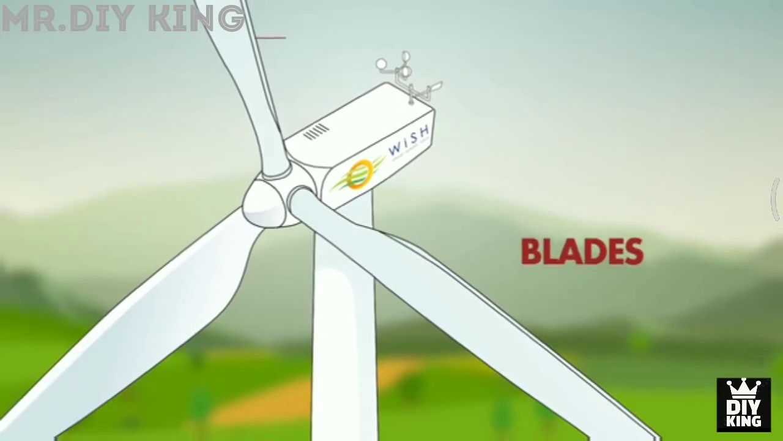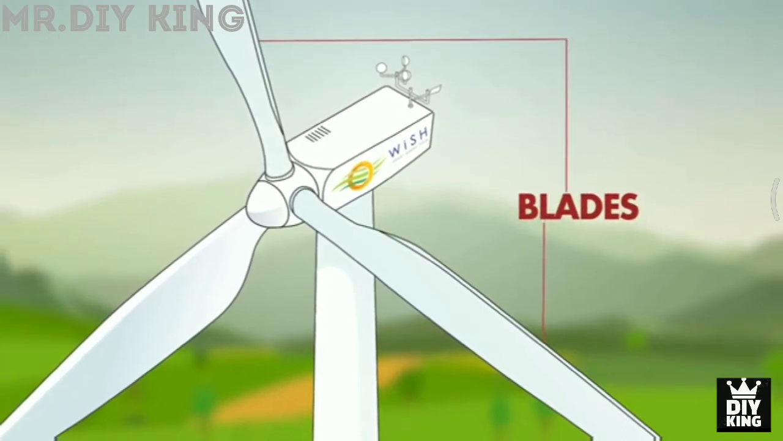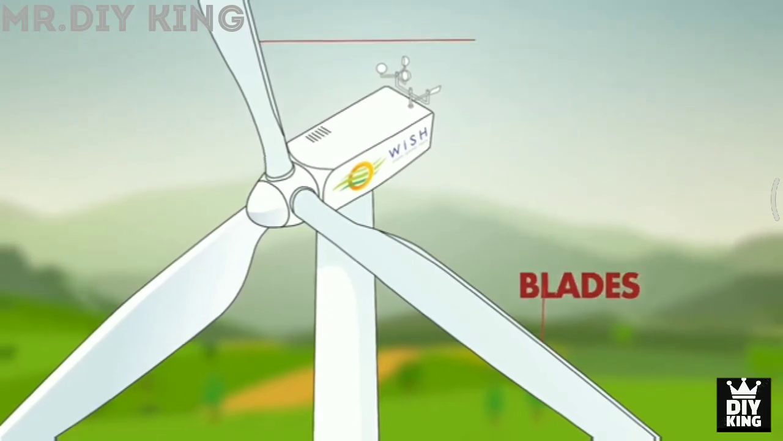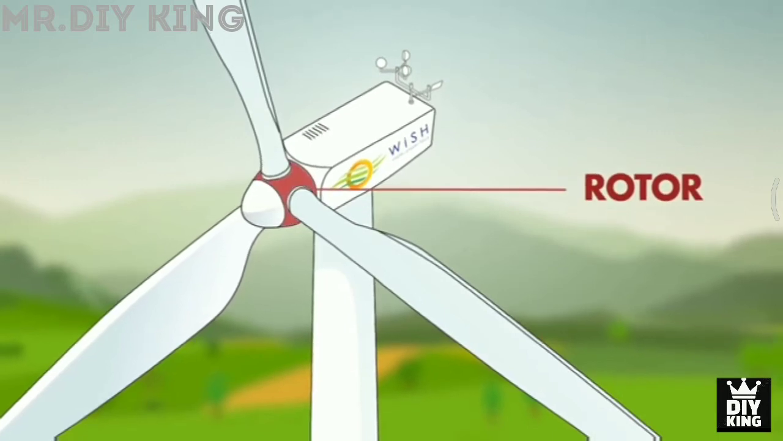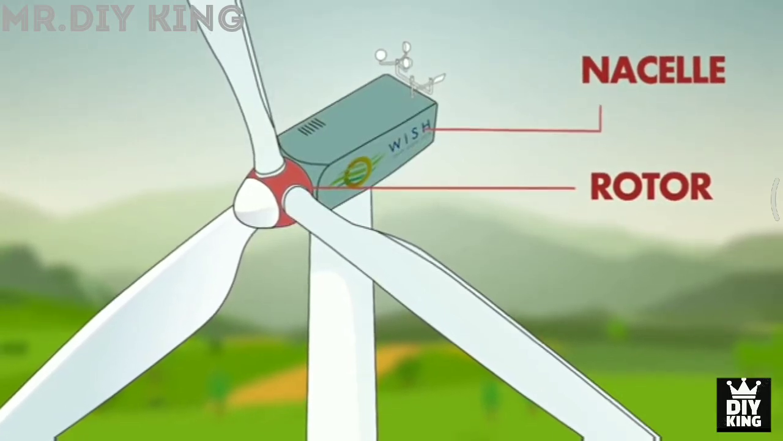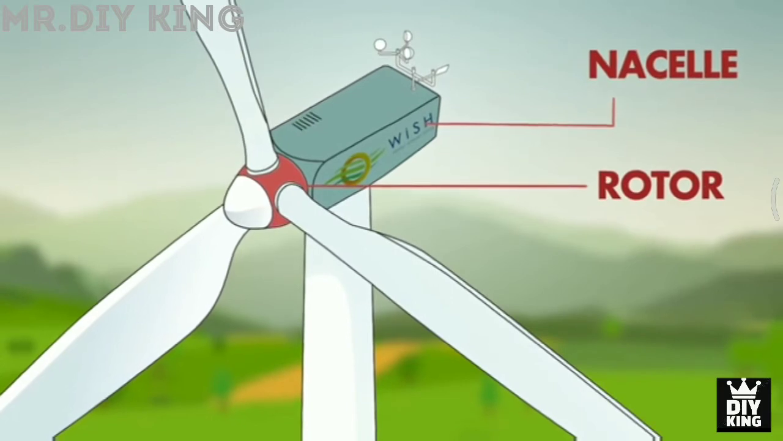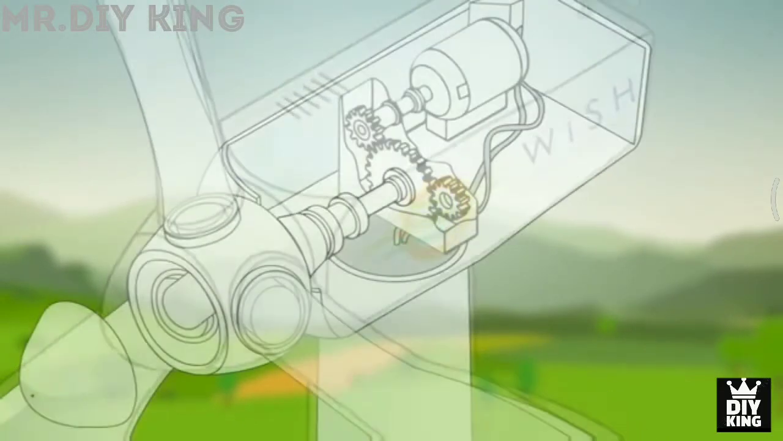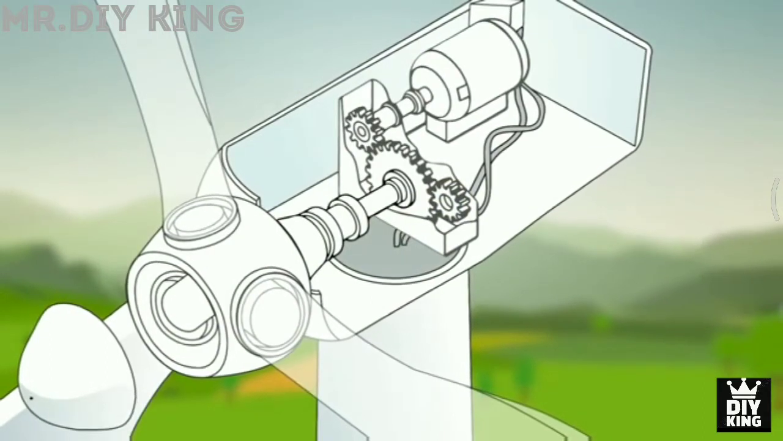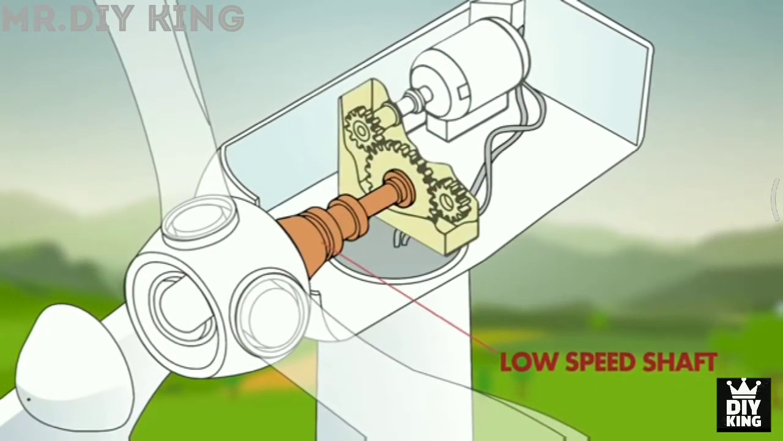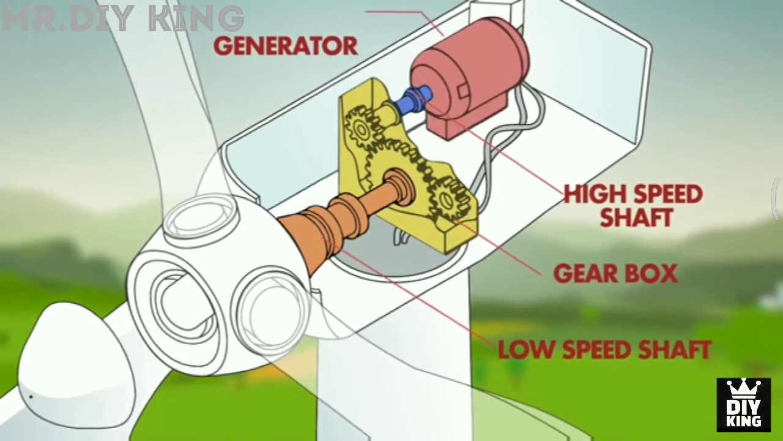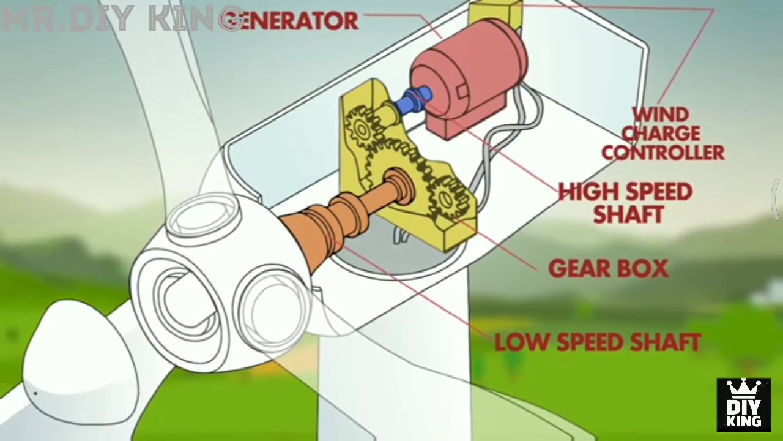A wind turbine's most prominent components are its blades. Most turbines usually have either 2 or 3 blades. The hub and the blades together form the rotor, while the main body of the turbine sitting on top of the tower and behind the rotor is called the nacelle. Inside the nacelle is the heart of the turbine, which consists of the low-speed drive shaft, the gearbox, the high-speed drive shaft, the generator, and the wind charge controller.